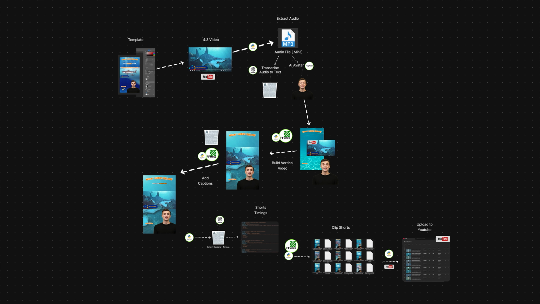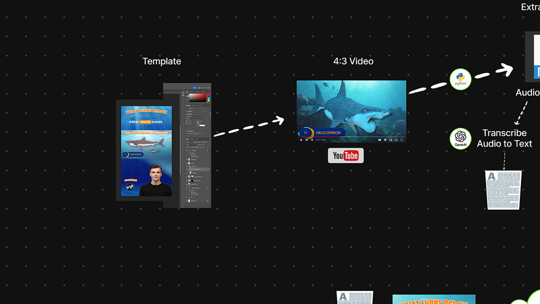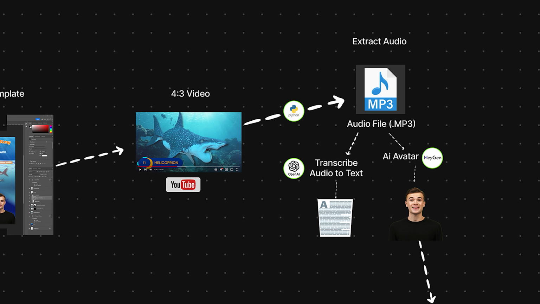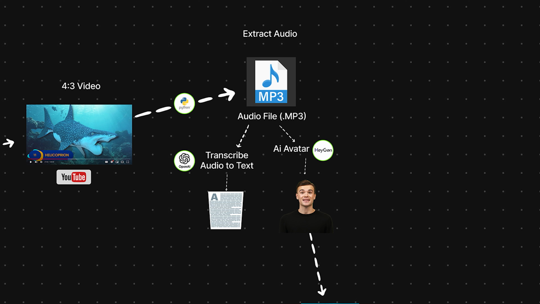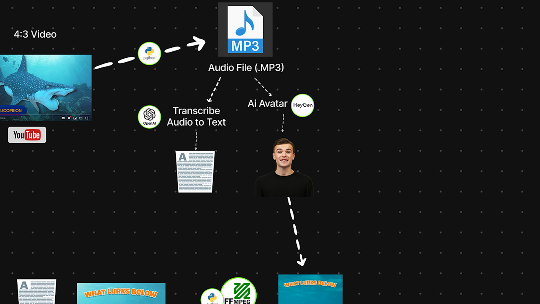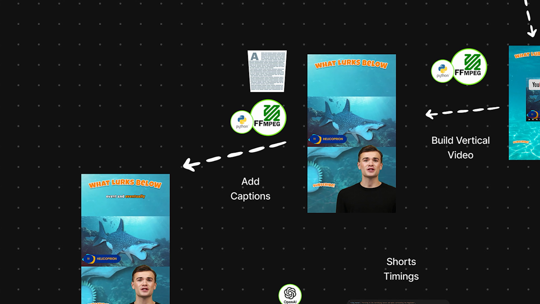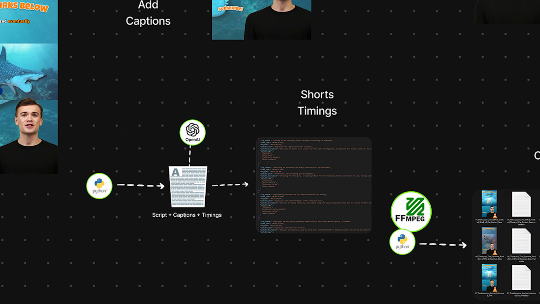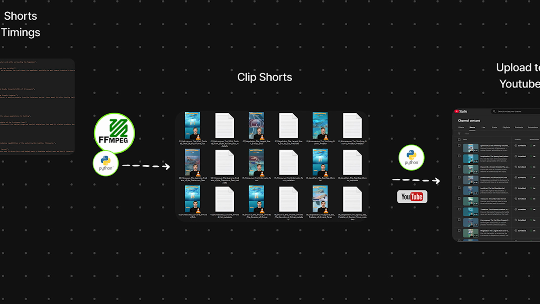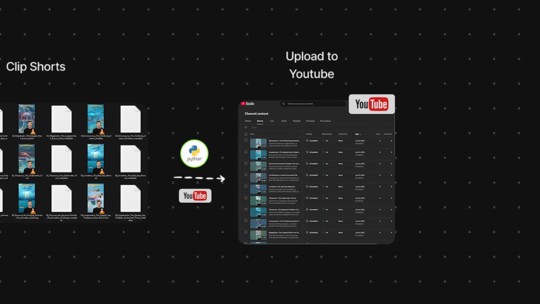Here's an overview of the program. First, we're going to build the template in Photoshop, then we're going to take our 4x3 video and extract the audio, and then we're going to transcribe it to text and get the AI avatar. From there, we're going to build the vertical video in Python, we're going to add captions to it, and then we're going to get the shorts timing through OpenAI's API, flip them up into shorts, and then upload everything to YouTube.